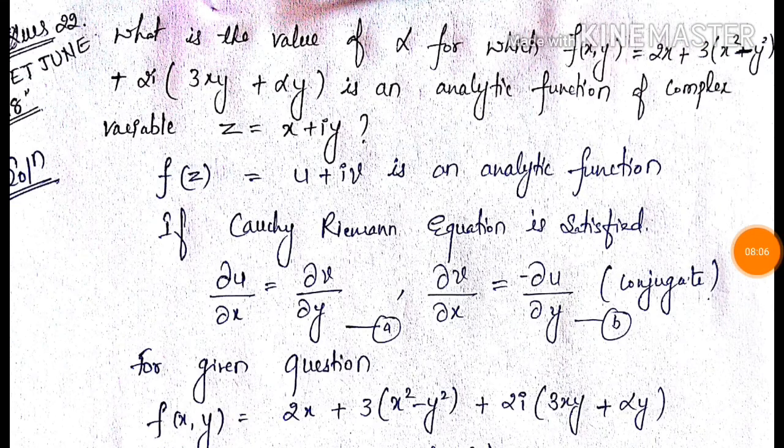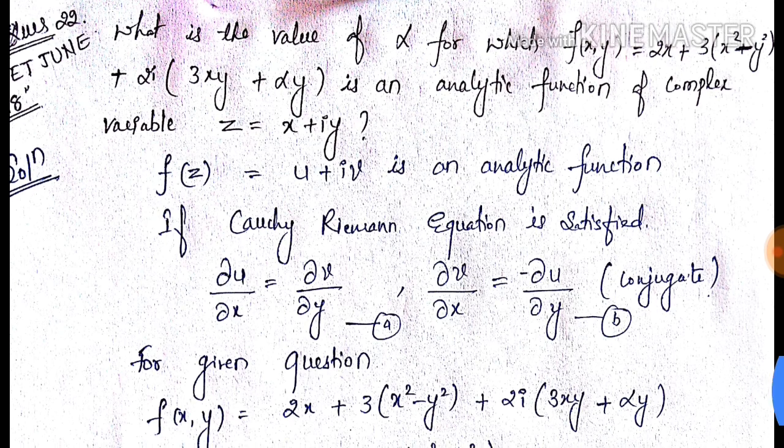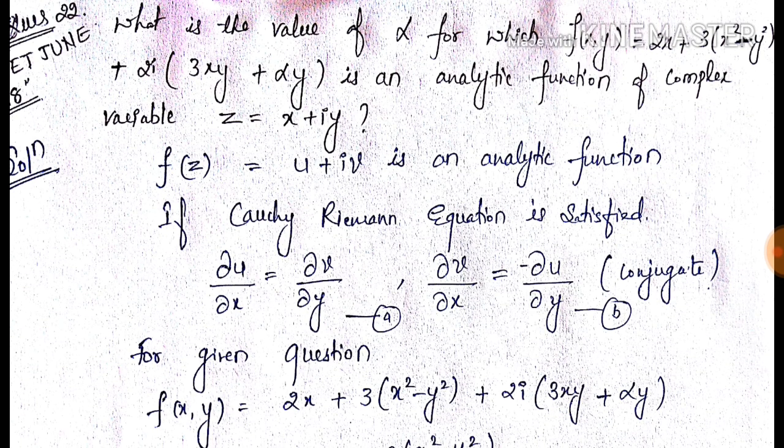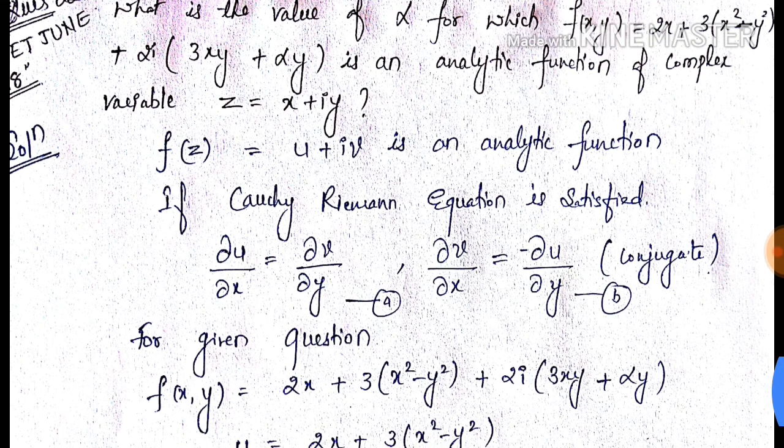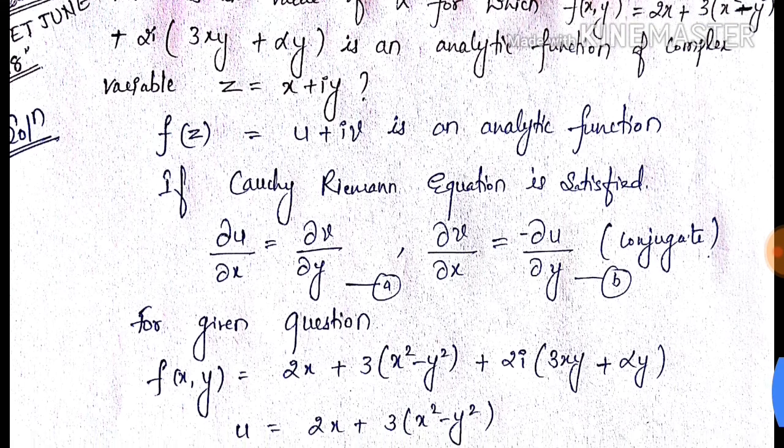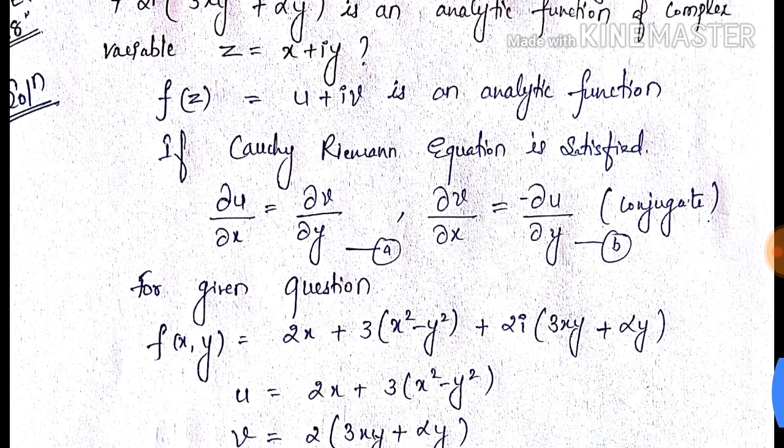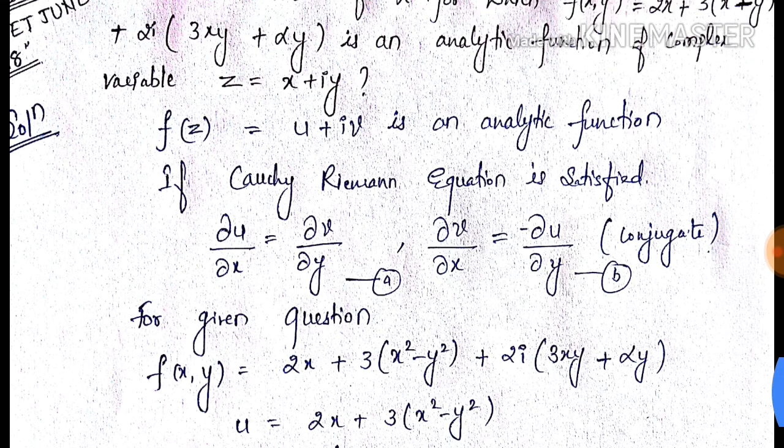Now this is the last example of this lecture, and this is a question of NET June 2018, from set B, question number 22. What is the value of alpha for which f(x,y) equals 2x plus 3x square minus y square plus 2i (3xy plus alpha y) is an analytic function of the complex variable z equals x plus iy? We have to find the value of alpha for the given function, and this function is an analytic function. So we are going to use the analytic condition of the function and find the value of alpha.